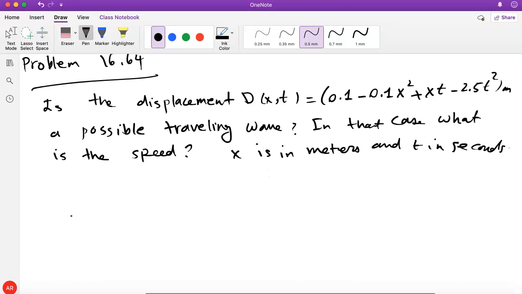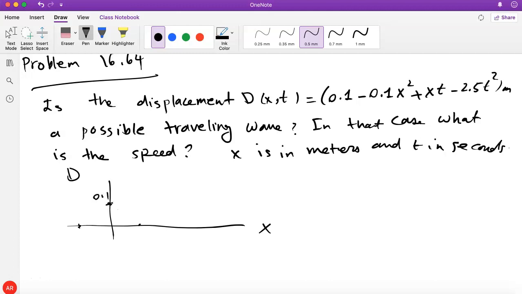So for example, let's see how it looks like at t equals 0. So let's say this is x, right? At t equals 0, so those two terms go away. And when x is 1 and minus 1, I think it's 0. And then here, so let's say that's d. At x equals 0, it's 0.1. So it's somehow an inverted quadratic form. It's a displacement like that extends to infinity.